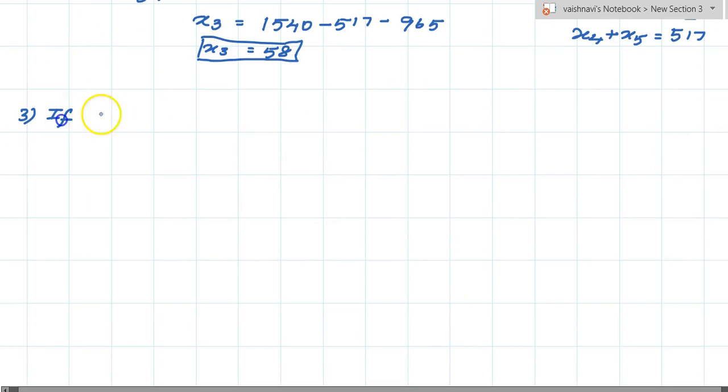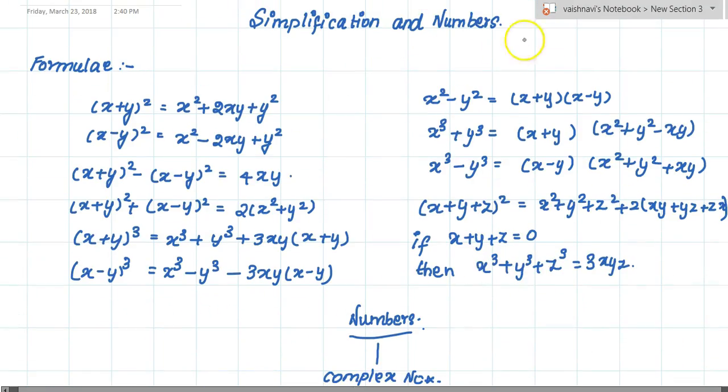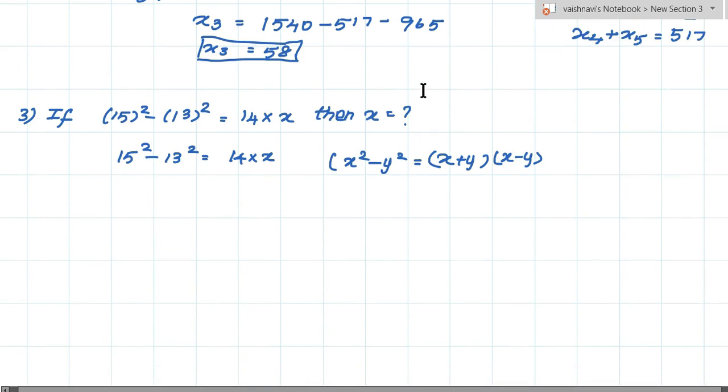If 15 square minus 13 square is equal to 14 into x, then what is x? How will you solve it? It is the x square minus y square formula, (x plus y) into (x minus y). You have to expand with that. This is why I told you to remember the formulas. So instead of finding 15 square and 13 square and subtracting it, this will be very easy for you.